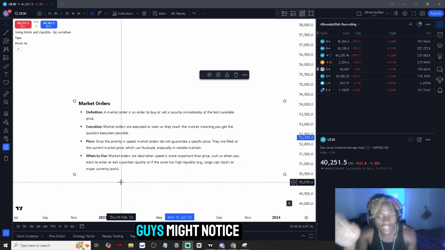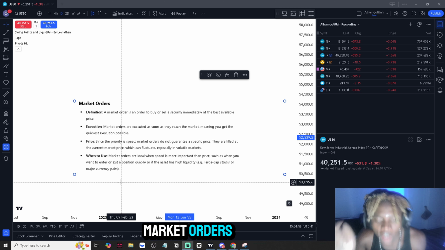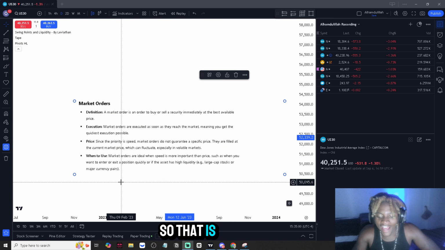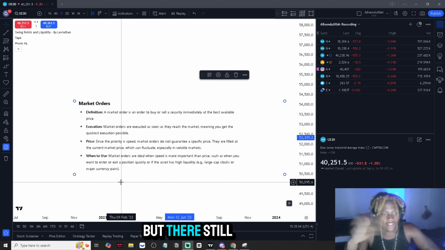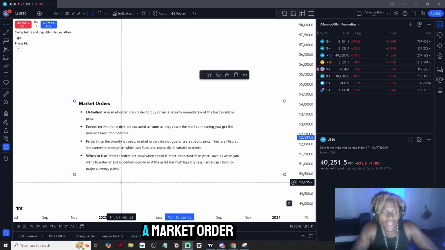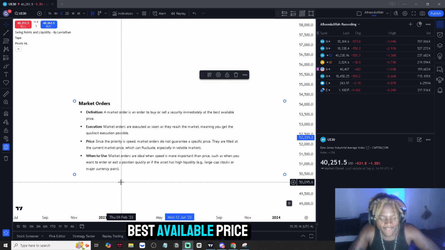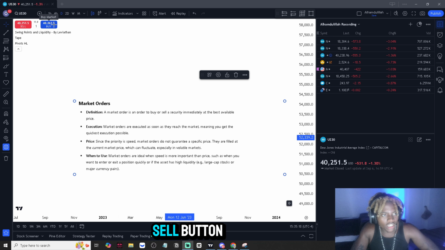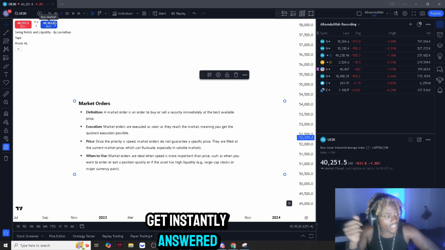But what you might notice when you enter with market orders is that you might start off in drawdown sometimes. That is where the con is with entering a market order, but there still are some pros to it, such as the execution time. A market order is an order to buy or sell a security immediately at the best available price. Meaning that when you hit either the buy or sell button, you're just going to get instantly entered in.